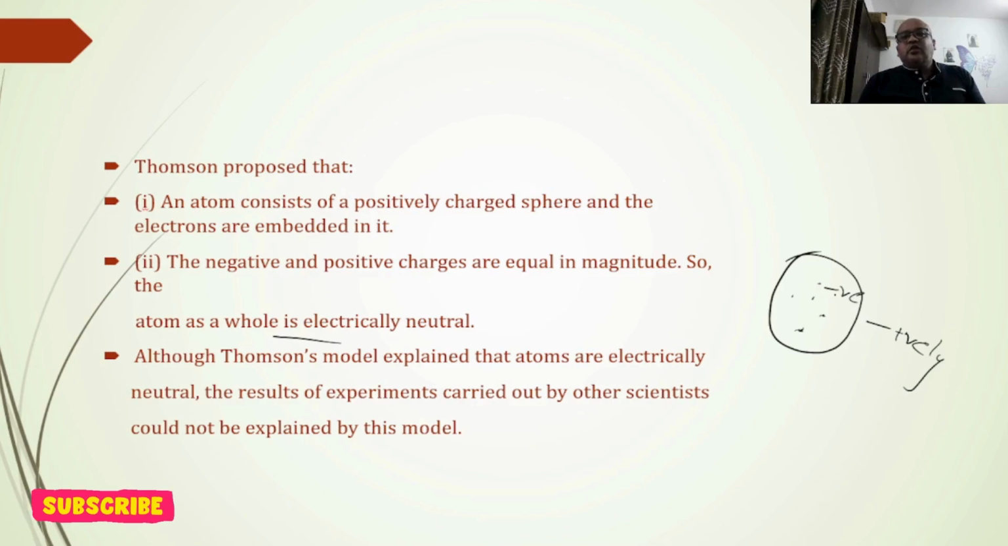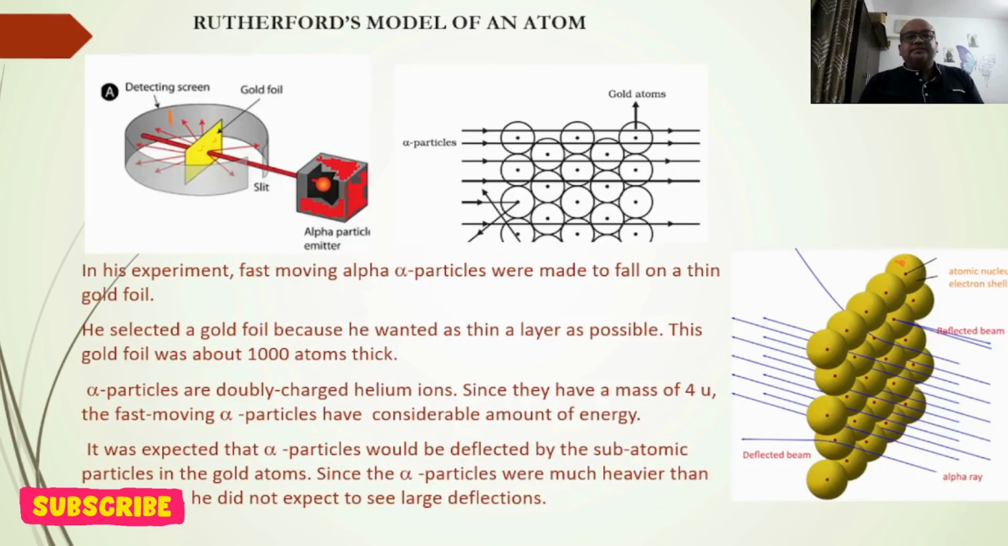Although the Thomson model explained that atoms are electrically neutral, the results of experiments carried out by other scientists could not be explained by this model. That's the reason Thomson told us that negative electrons are embedded in the positive sphere, right? Now let's see further how things progressed.